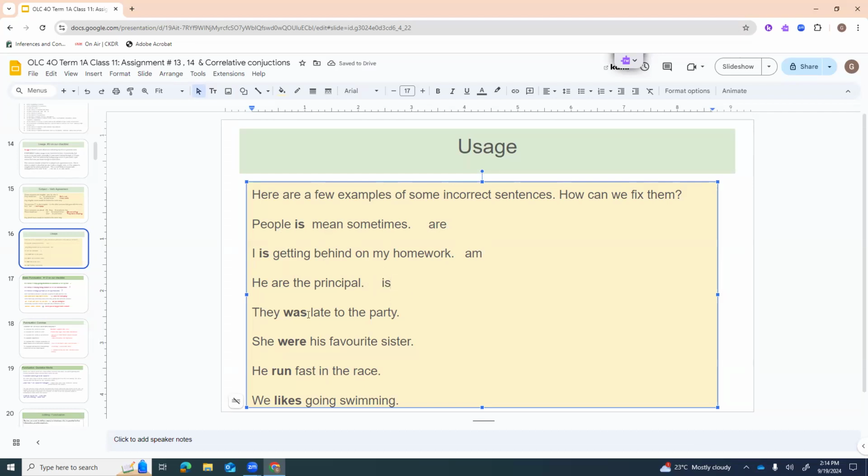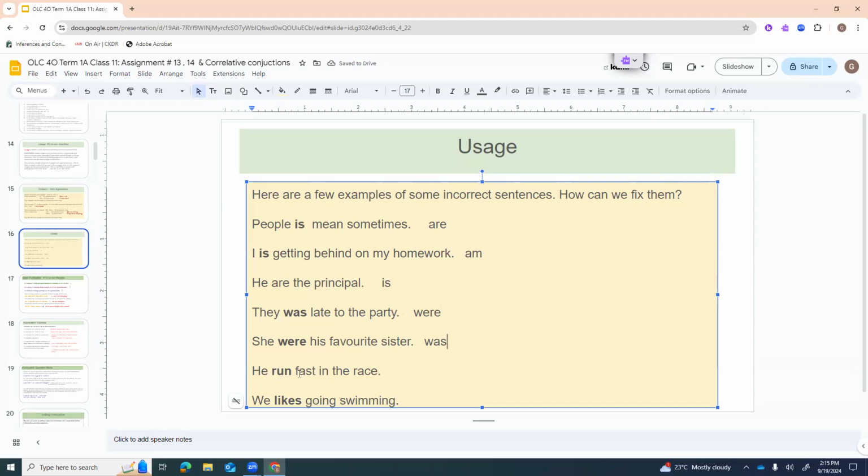They was late to the party. They is plural, but was is only used for singular. So I would say they were late to the party. She were his favorite sister. Well, here is the opposite. She is singular, so I should be using the singular version of were, which is was.